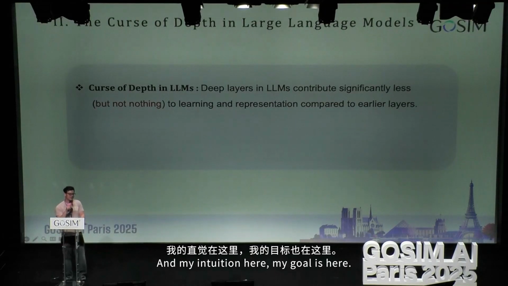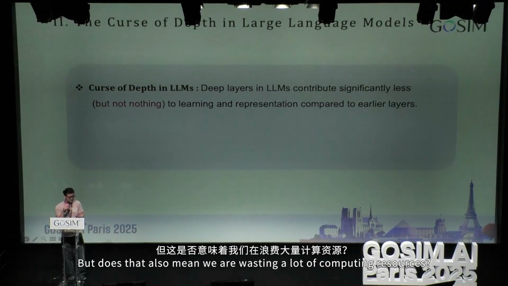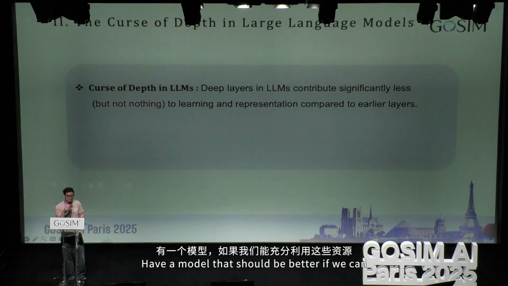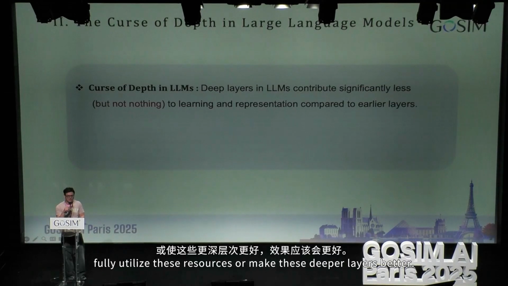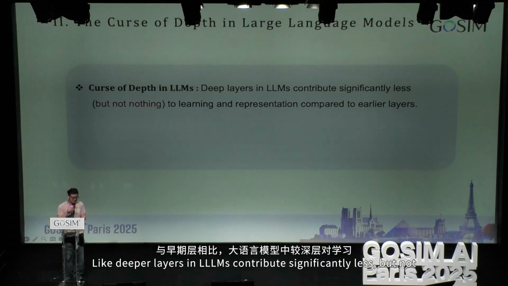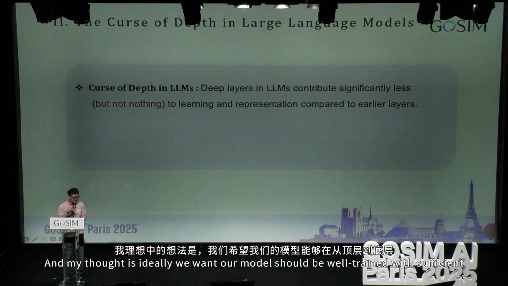And my intuition and goal here: okay, it's a good indicator for us to do model compression, but does that also mean we are wasting a lot of computing resources? Having a model that should be better if we can fully utilize these resources or make these deeper layers better. And this I call the curse of depth in LLMs. Deeper layers in LLMs contribute significantly less, but not nothing, to learning and representation compared to early layers.